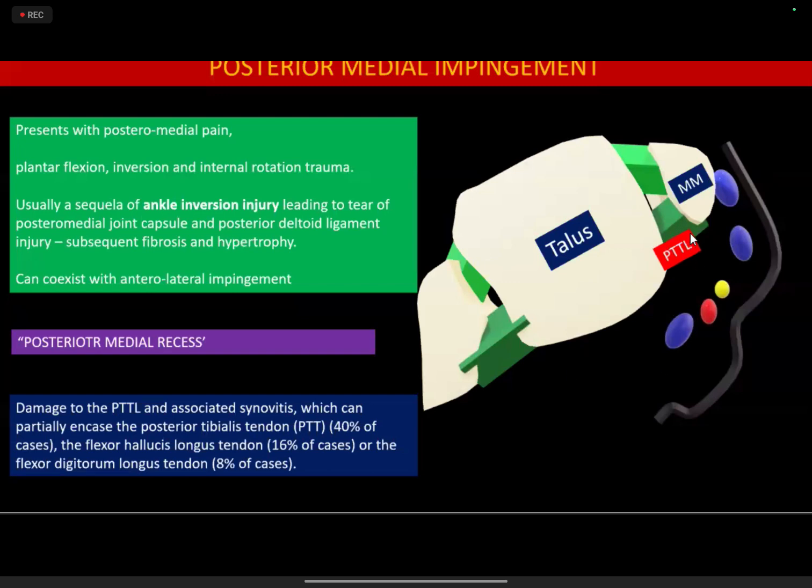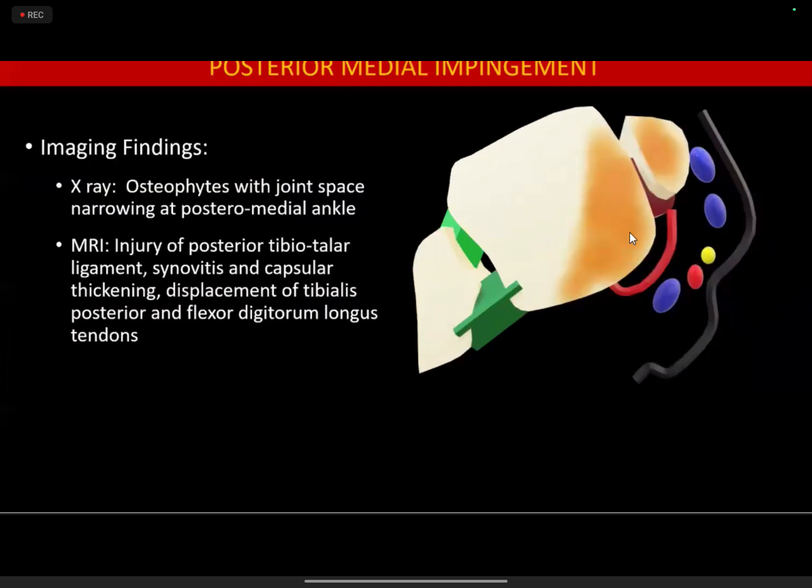Again, damage to the posterior tibio-talar ligament may be associated with synovitis. It can encase the posterior tibial tendon, flexor hallucis tendon, and flexor digitorum longus tendon also, right? And it can present with, on a radiograph, osteophytes along the posterior medial ankle. MRI will show edema and thickening of the posterior tibio-talar ligament. There might be synovitis, capsular thickening, the common sequelae that I have been talking about. There might be displacement of the tibialis posterior and flexor digitorum longus tendon.